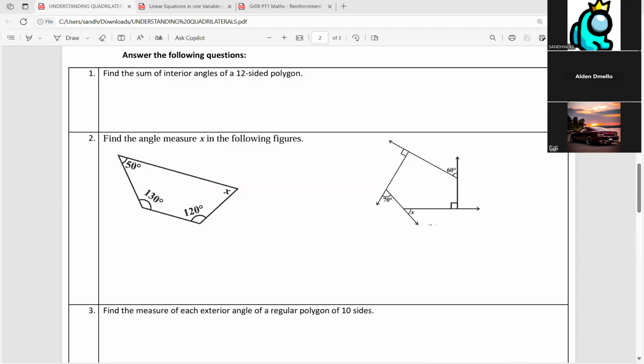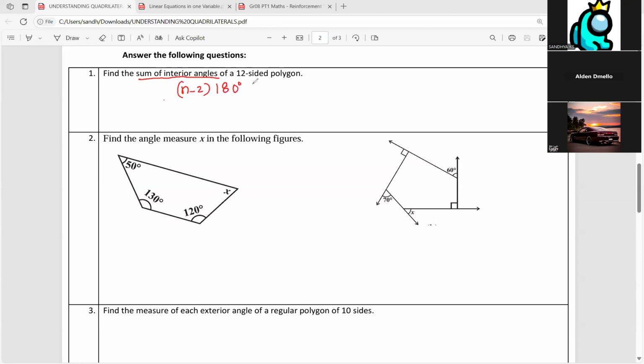Find the sum of interior angles of a 12-sided polygon. Yesterday we studied how to find the sum of interior angles. What is the formula? Formula is n minus 2 into 180. Very good.